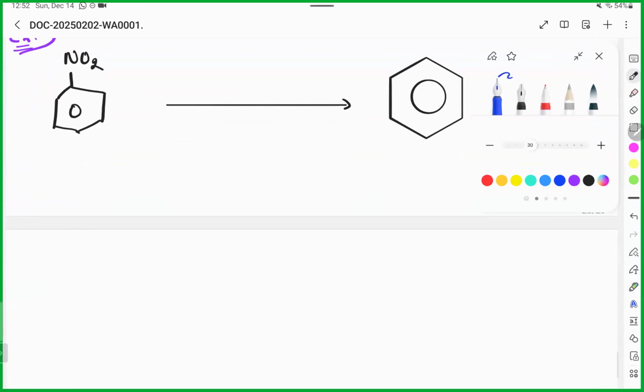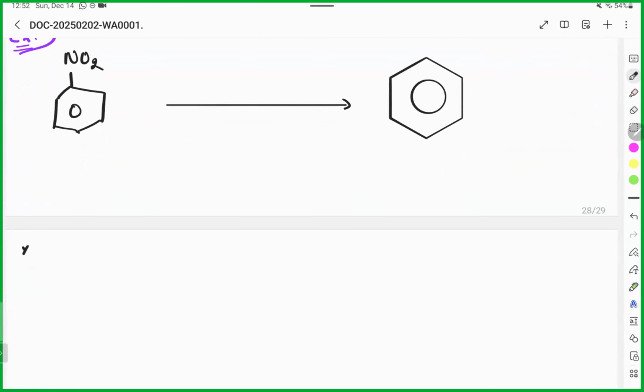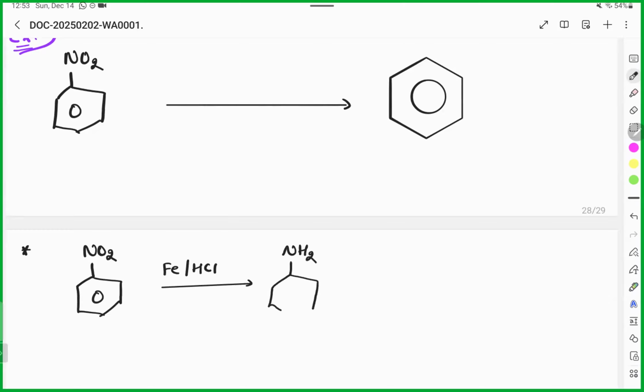So you can apply the same method we did in this chapter. First step, you have NO2. So we add Fe and HCl, right? Make it NH2. If you add Fe HCl it will become NH2. First step. Second, then diazonium salt. Diazonium salt will form.